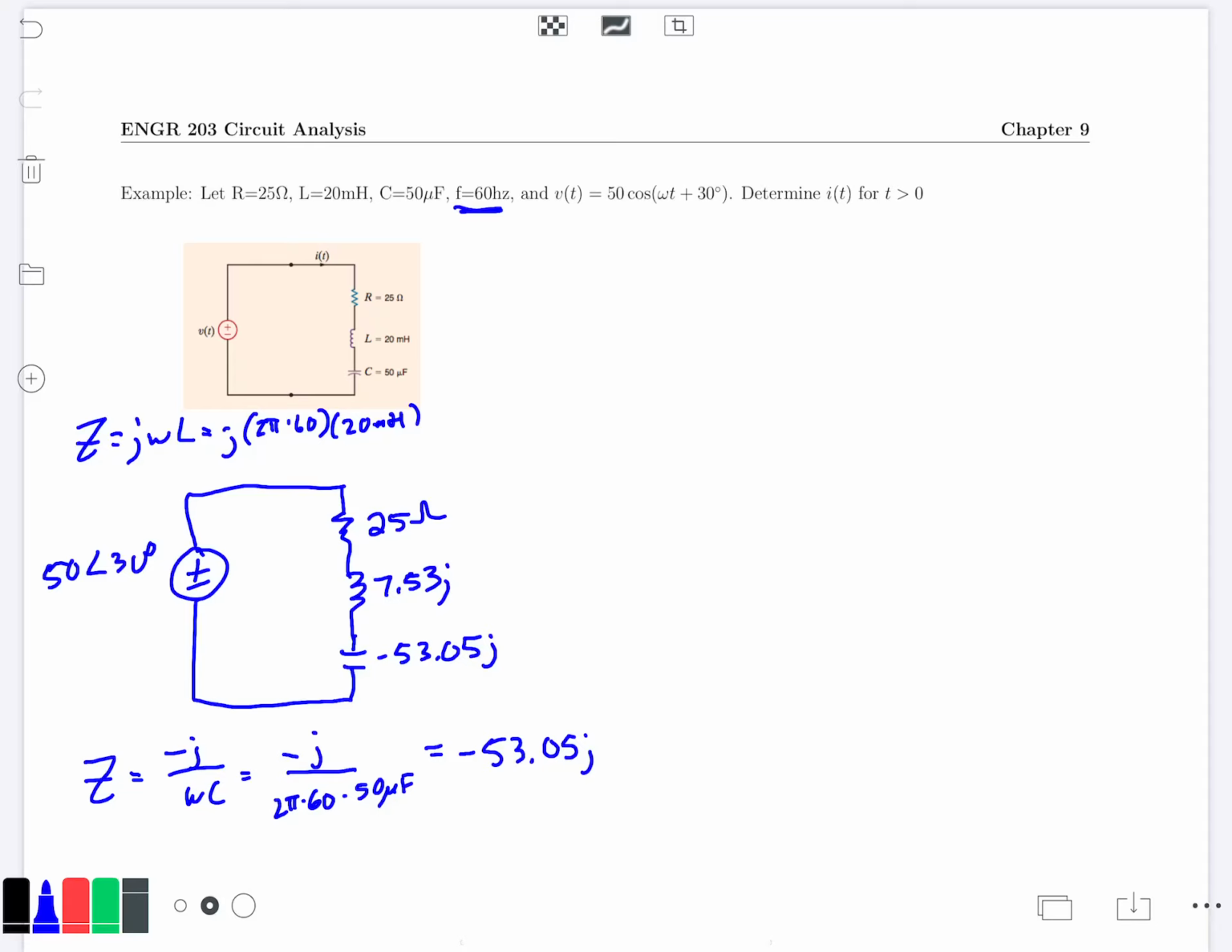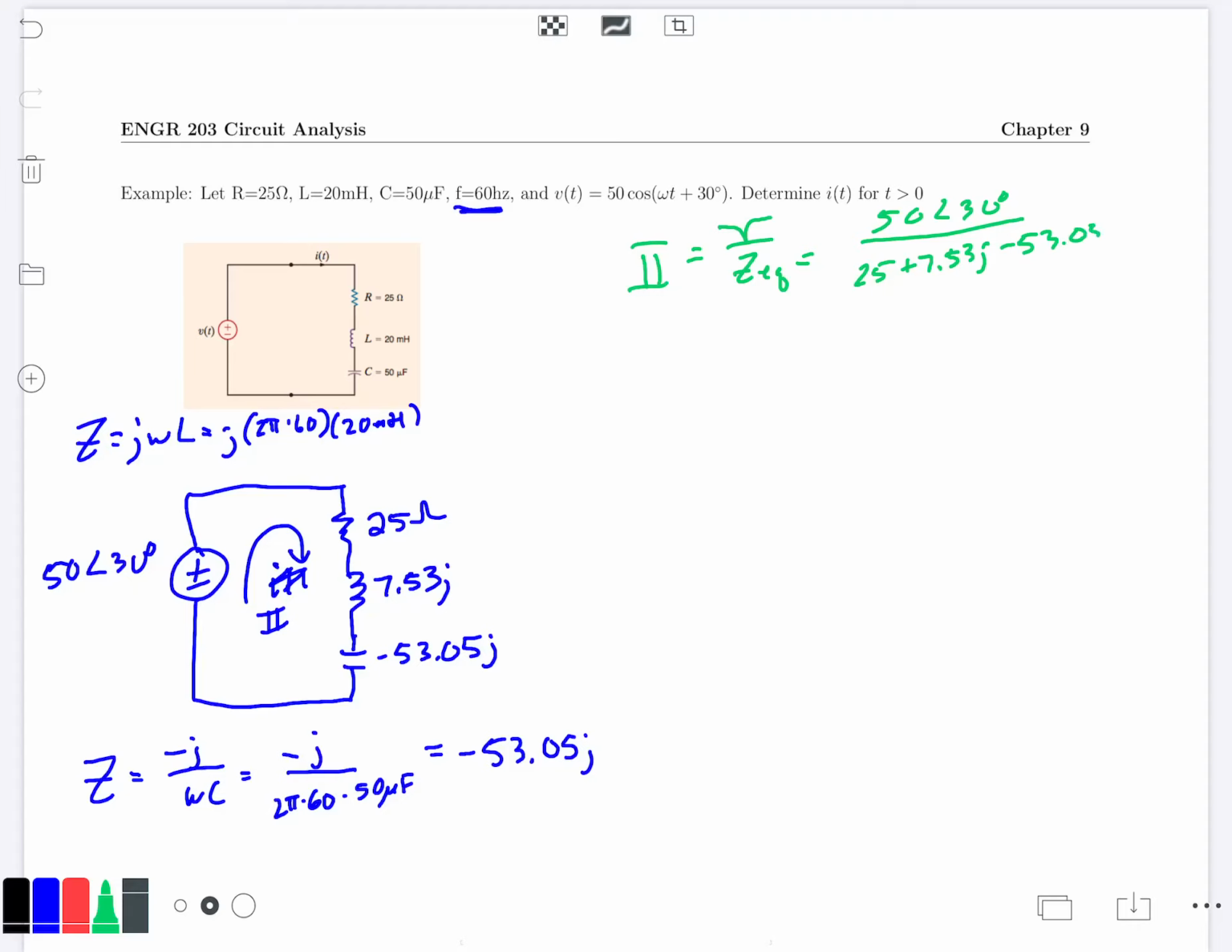What I want to do is find the current. If you're trying to find the current through this circuit, I won't write I of t, but phasor I in this case, phasor I is just phasor V divided by the impedance. So phasor I is the phasor voltage divided by the equivalent impedance. That would be 50 angle 30 divided by 25 plus 7.53 j minus 53.05 j. I'll simplify the bottom here, combining the real and the imaginary.